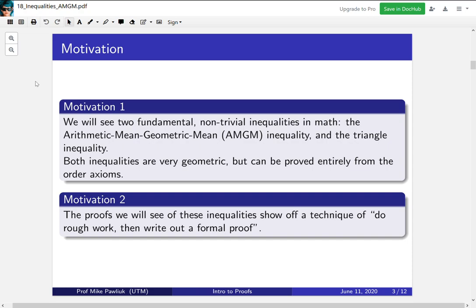Our second bit of motivation is that these proofs will show off a really important technique in solving problems about inequalities or proving inequalities. The technique is do your rough work first and then write out a formal proof. We'll see a bunch of examples of this.